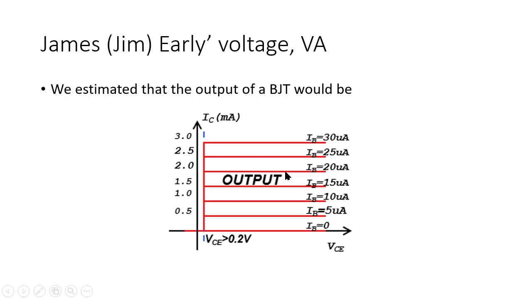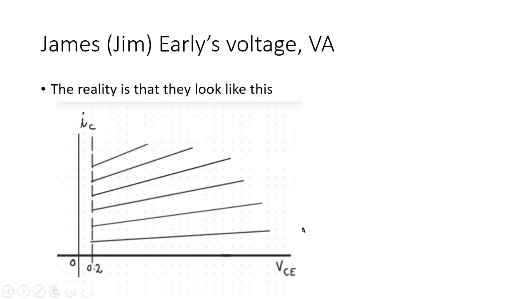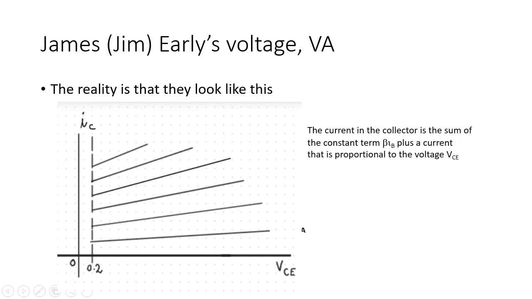When we went to the laboratory, those lines did not look quite like that. They were not horizontal. They looked like this. They were slanted. They suggested that the current in the collector at any of these lines is the sum of two currents, a constant one and a current that is proportional to the voltage between the collector and the emitter down here. The current in the collector is the sum of the constant term beta IB, for any one of them beta IB is constant, 40 microamps or something, plus another current that is proportional to the voltage VCE.